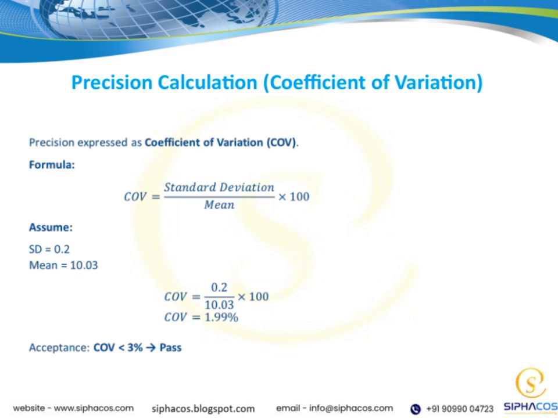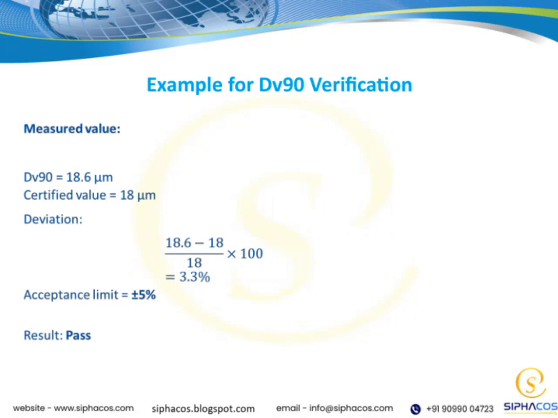Let's look at an example for DV90 verification. Here, we see a practical illustration that helps us understand how to apply the DV90 concept in real-world scenarios. By examining this example, we can better grasp the key steps involved in verifying DV90 values. It's important to note that this process is fundamental in ensuring our measurements are accurate and consistent over time.